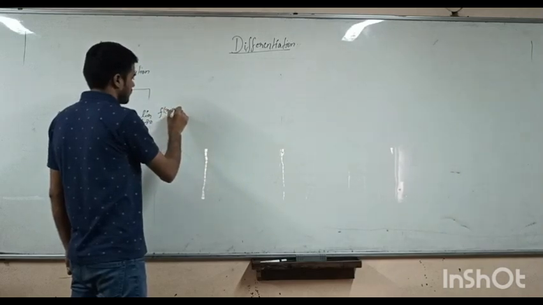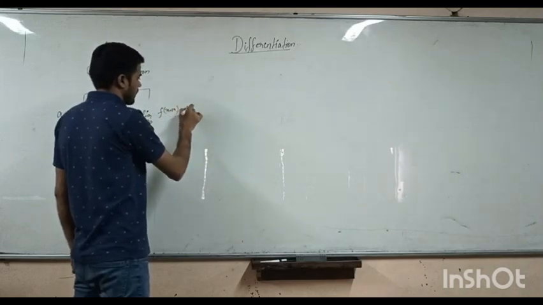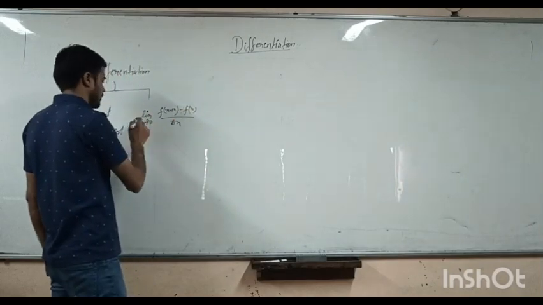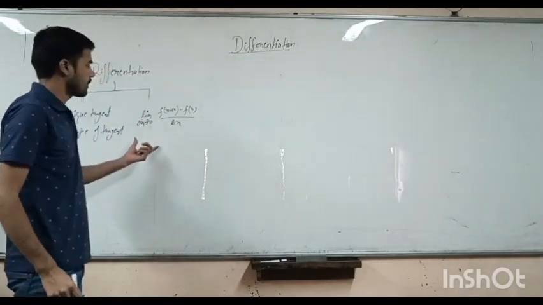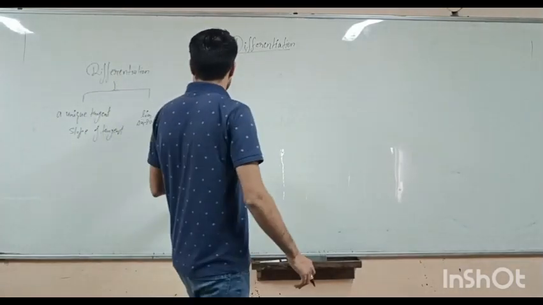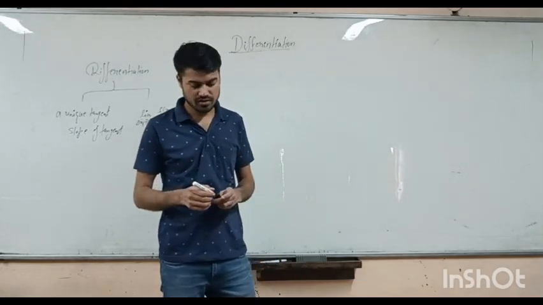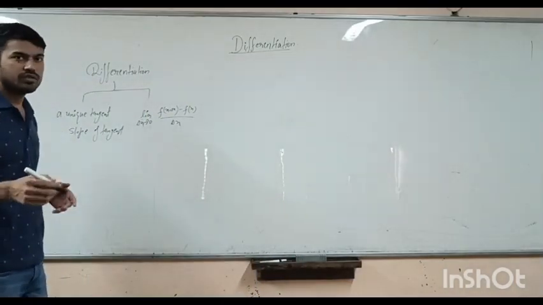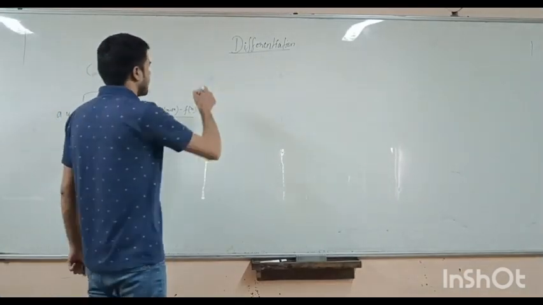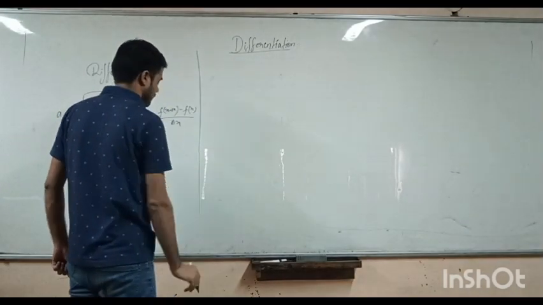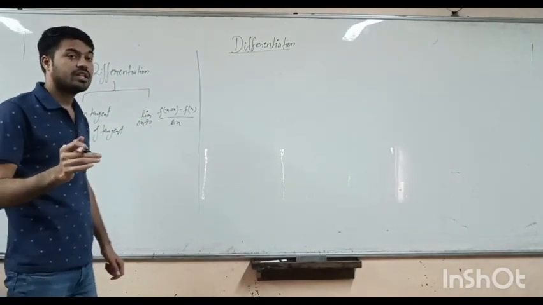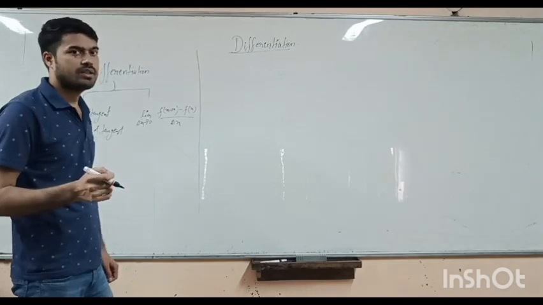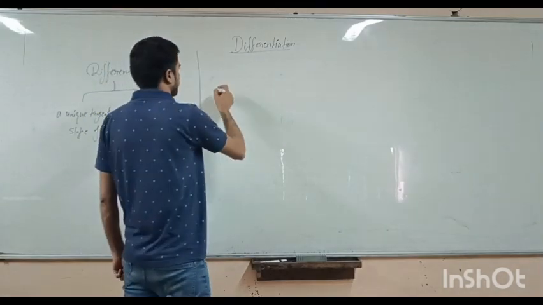f(x plus delta x) minus f(x) divided by delta x, as delta x tends to 0. So differentiation means the instantaneous rate of change of any function or the slope of the unique tangent. If we can find the slope, meaning we can draw a unique tangent at any point on the curve of the function, then at that point the function will be differentiable.